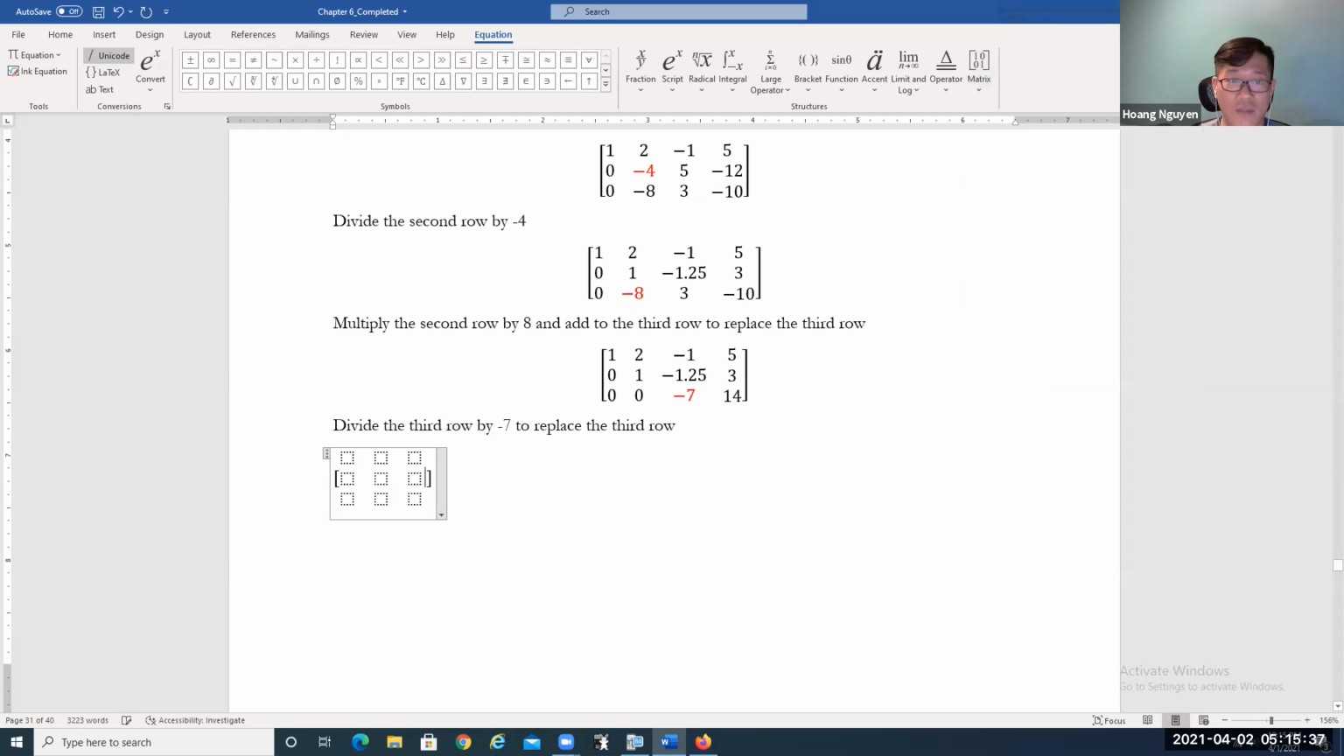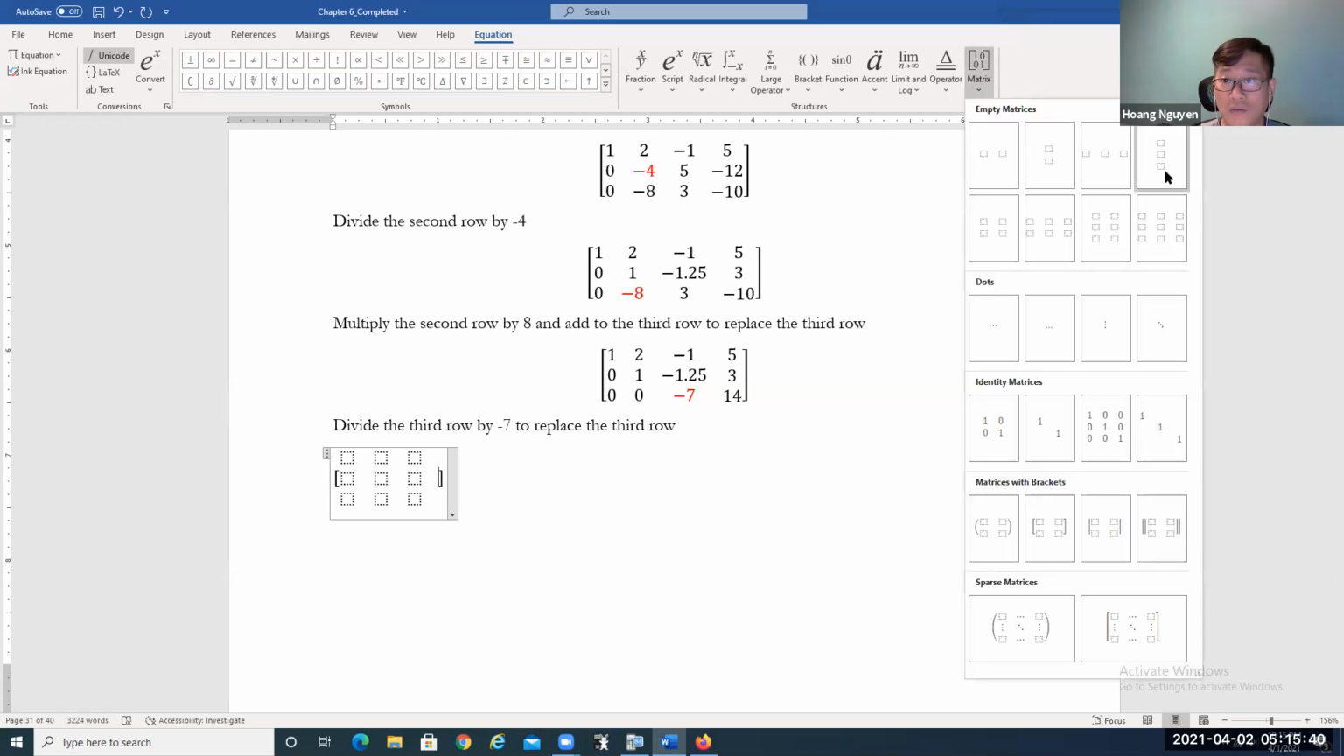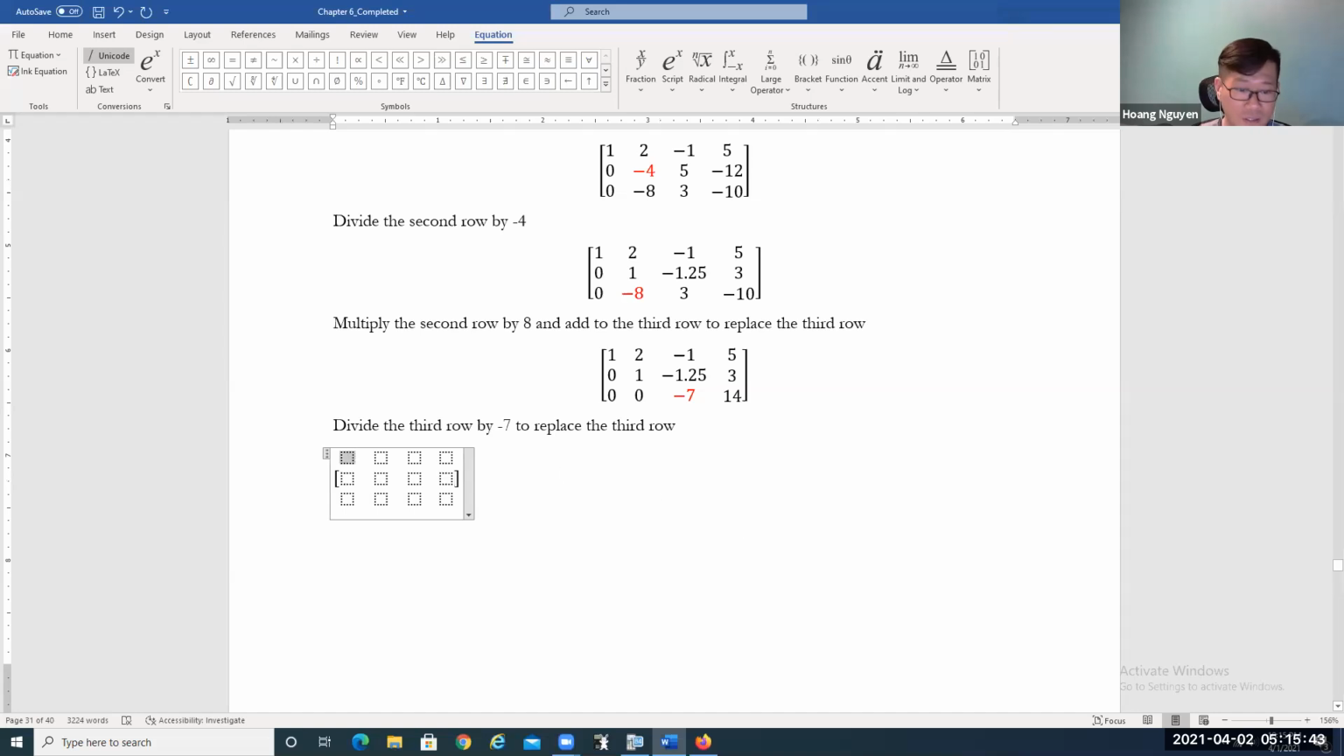So the first row and the second row, I will cut and paste. So 1, 2, negative 1, 5. This is 0. This is 1, negative 1.25. And this is 3. And the third row we divide by negative 7. 0 divided by negative 7 is still 0. 0 divided by negative 7 is 0. Negative 7 divided by negative 7 gives you 1. 14 divided by negative 7 gives you negative 2.